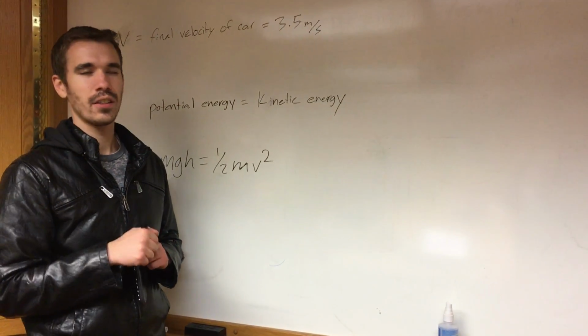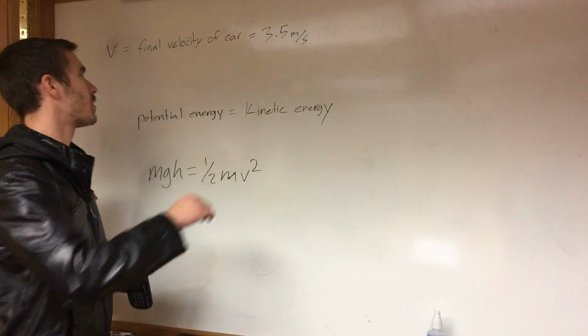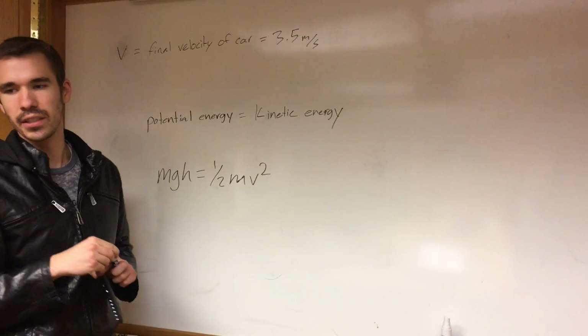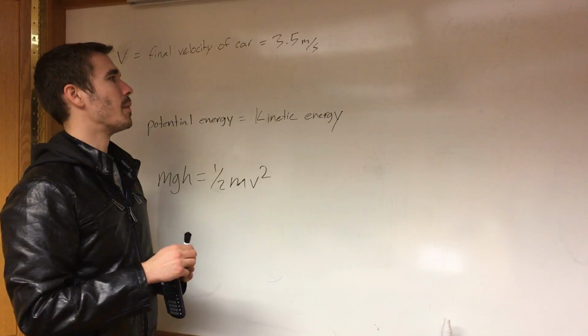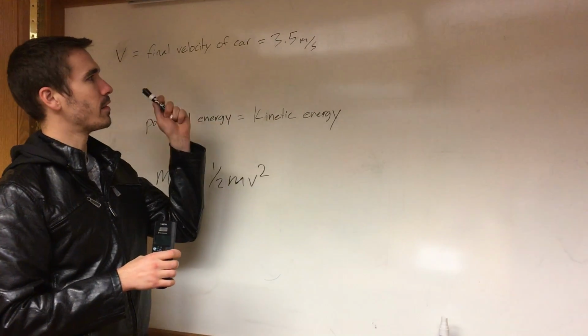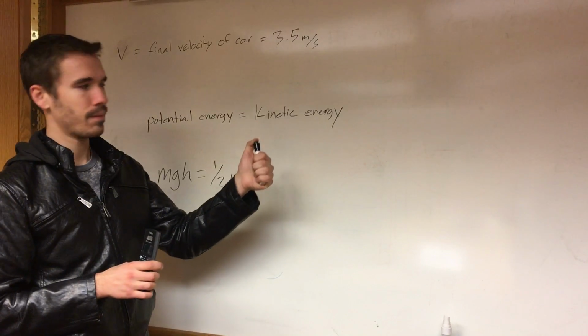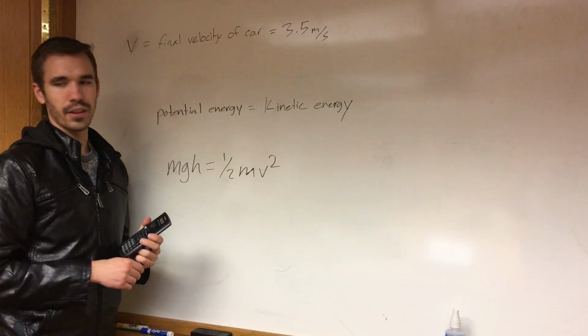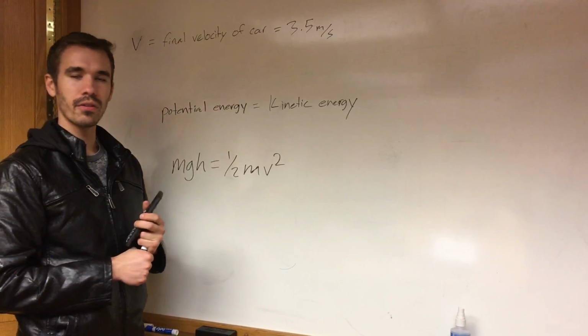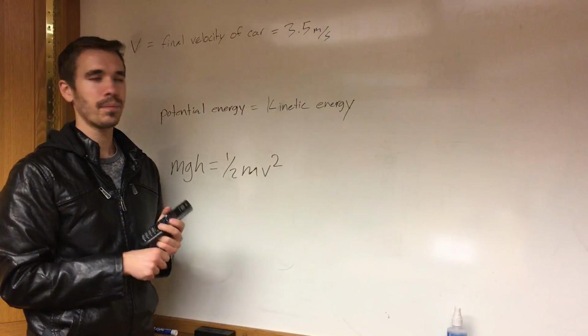that speed? So to do this problem, what we need to do is first write down the information we are provided, which is in this situation, it says the velocity of the car needs to be 3.5 meters per second. And the other thing that it tells us is that we can ignore friction and drag in this problem.